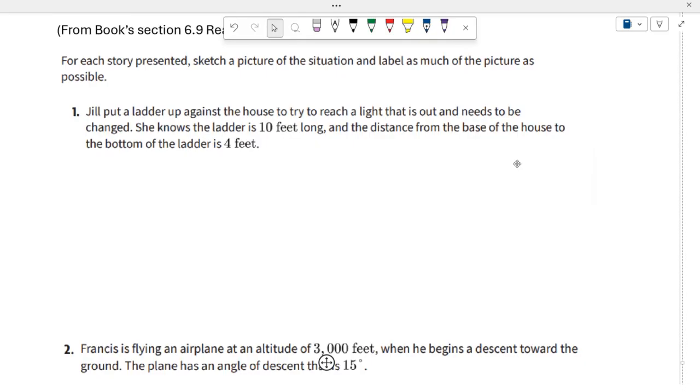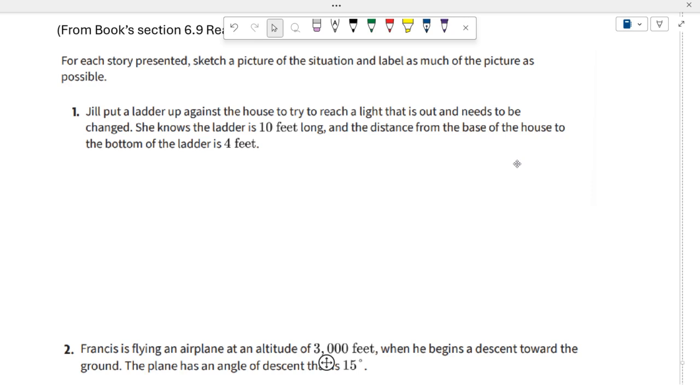So for number 1, the scenario is, Jill put a ladder up against the house to try to reach a light that is out and needs to be changed. She knows the ladder is 10 feet long, and the distance from the base of the house to the bottom of the ladder is 4 feet.